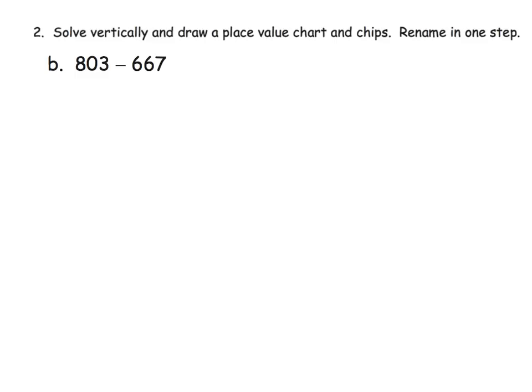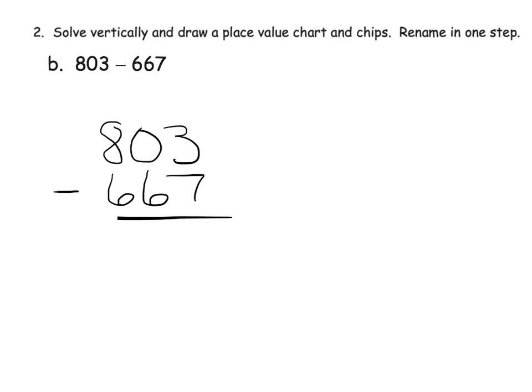So this problem is explicitly telling us to solve using the vertical method. So let's do that. So that's 803 minus 667. And we're told that we're going to need to do some unbundling, and because it says rename in one step. So we can see that right here we have 3 ones, and we're supposed to take away 7 ones, which means we can't do that. So we're going to need to unbundle.